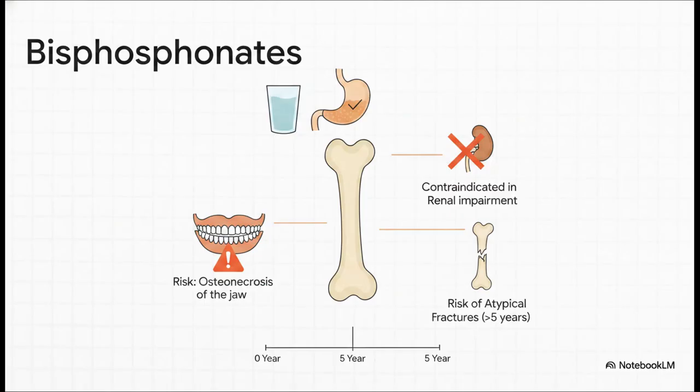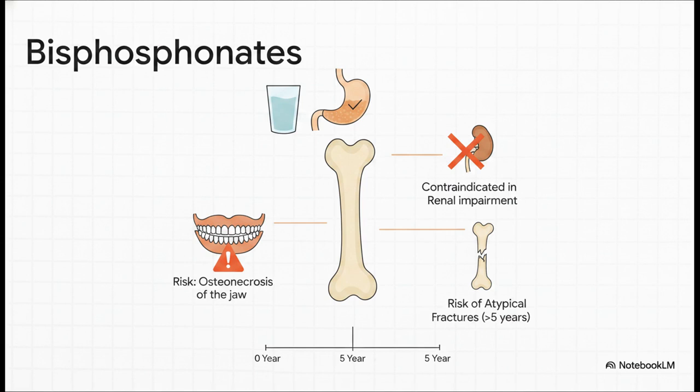Speaking of bisphosphonates, they are our first-line anti-resorptives. To avoid esophagitis, patients absolutely must take them on an empty stomach with a full glass of water. They are completely contraindicated if the patient has renal impairment. Also, you need to discontinue them after about 5 years to prevent atypical fragility fractures, and definitely monitor for osteonecrosis of the jaw, especially if they are having dental work done.